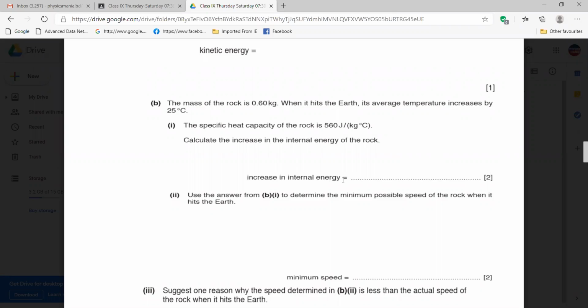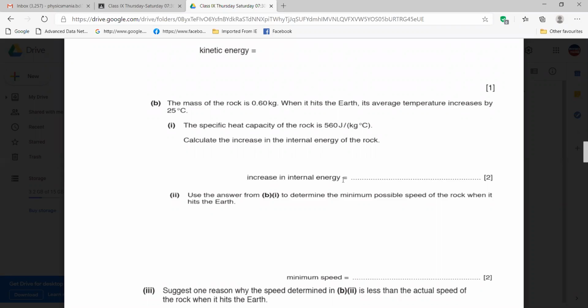Work done, energy, always the unit is joules. You should remember it. Yes, sir. Then continue.